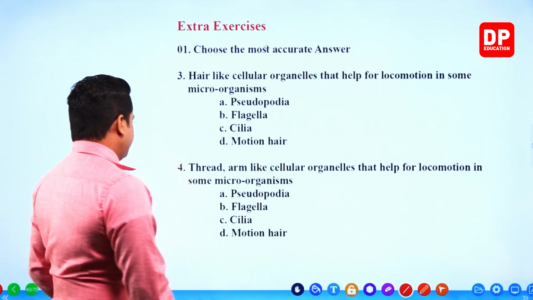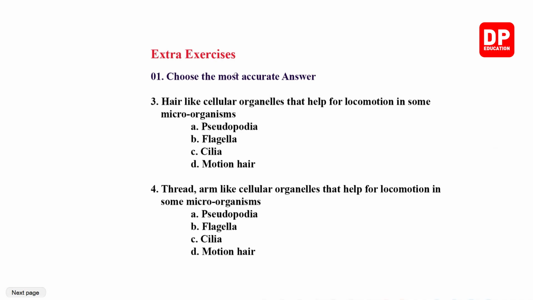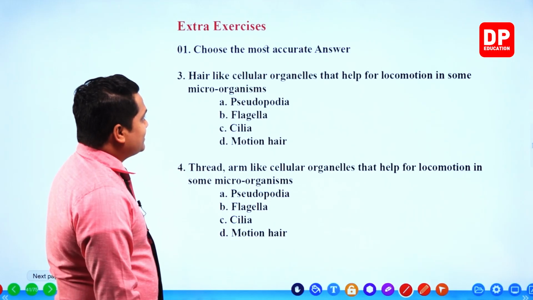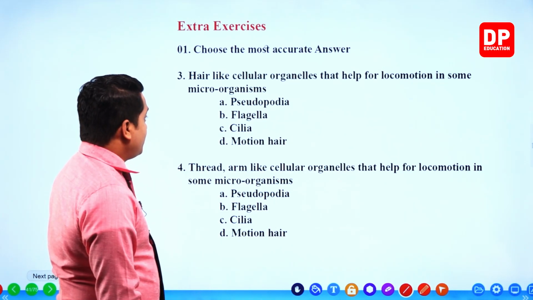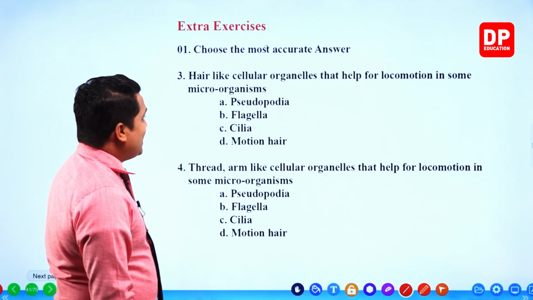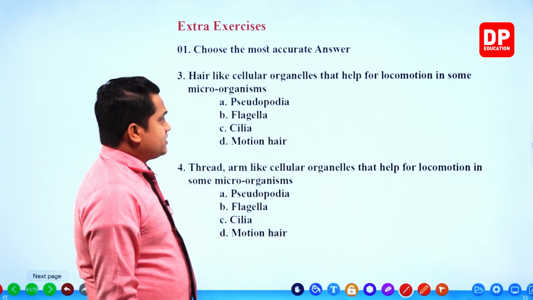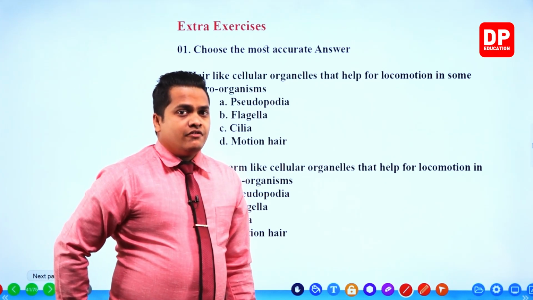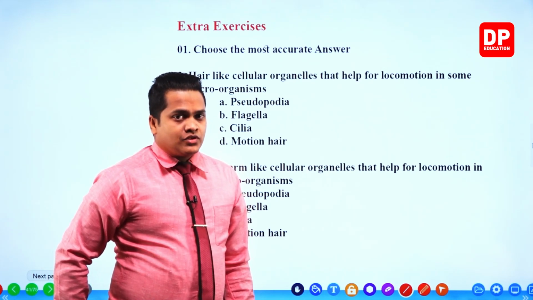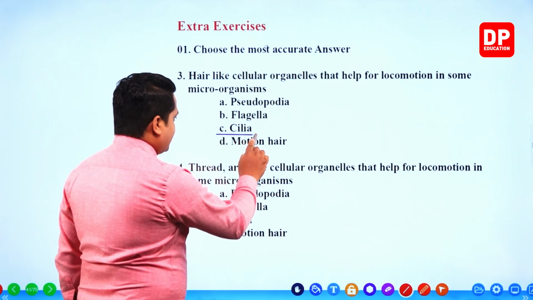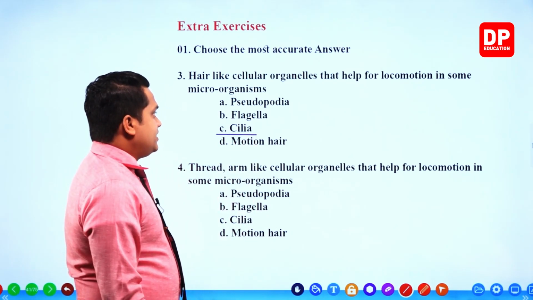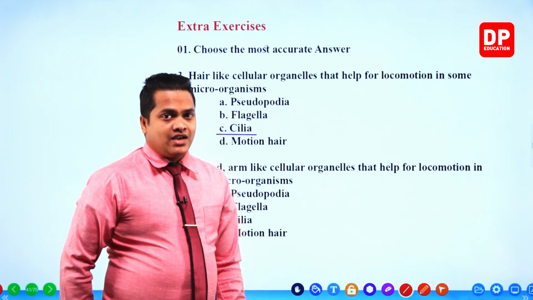Then the next question. Hair-like cellular organelles that help with locomotion in some microorganisms. So these are hair-like structures. Hair-like structures are observed within the paramecium. These structures are specially called cilia, my dear children.